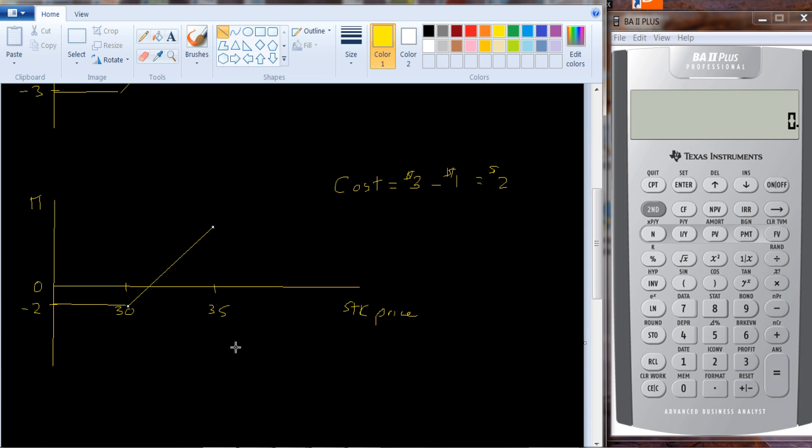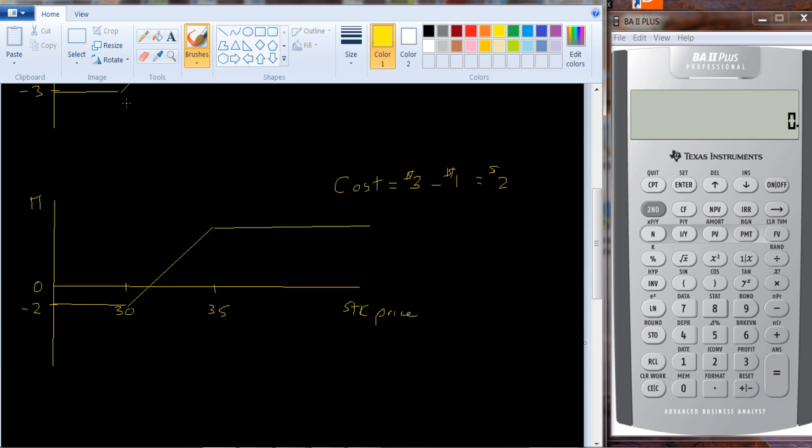Now once it gets to 35, for every dollar you're making for going above 35, you're going to lose $1 here because the person is going to exercise against you. So now you're going to flatten out here. And let me see if I can draw that. And you're going to get a flat line here. And again, let me see if I can kind of connect those. And this is what it looks like.